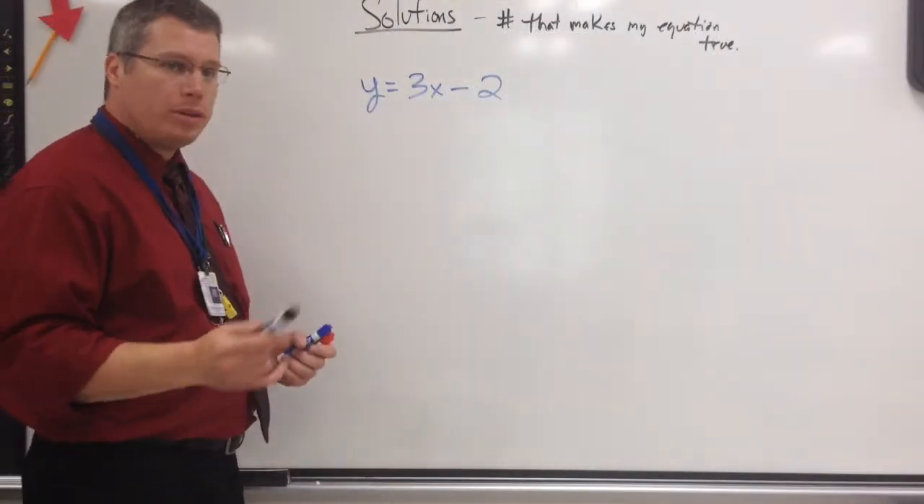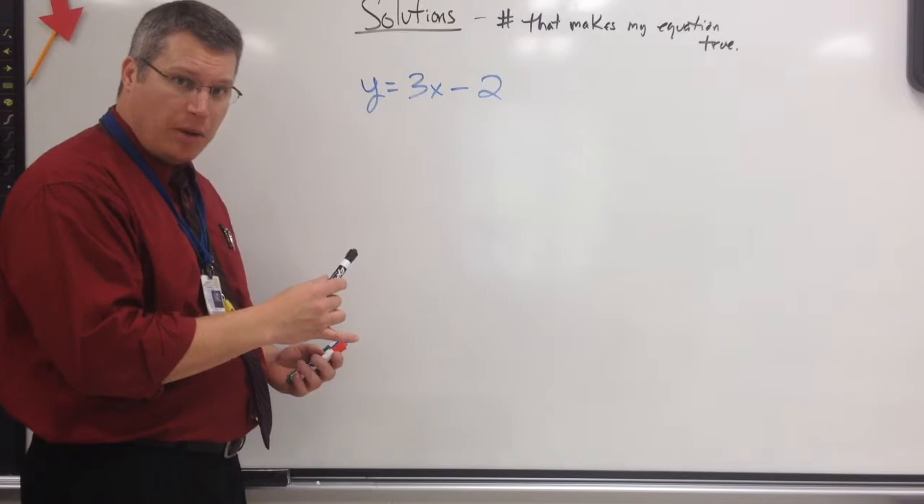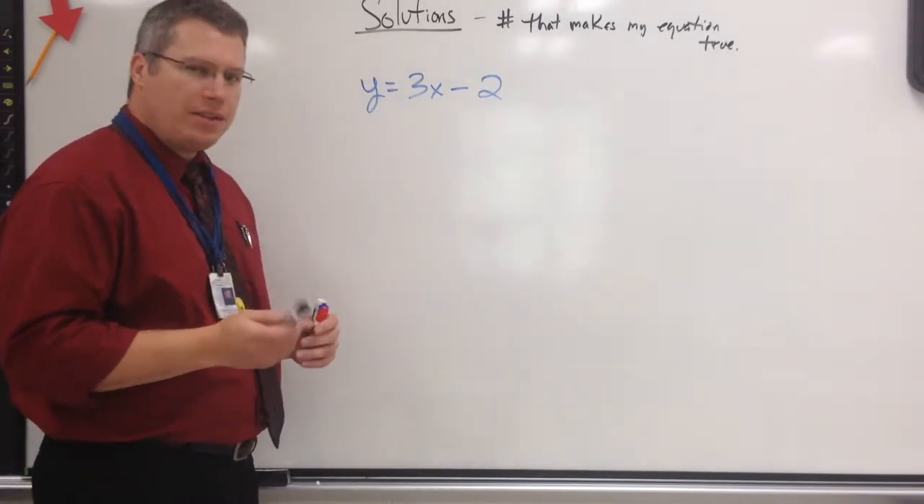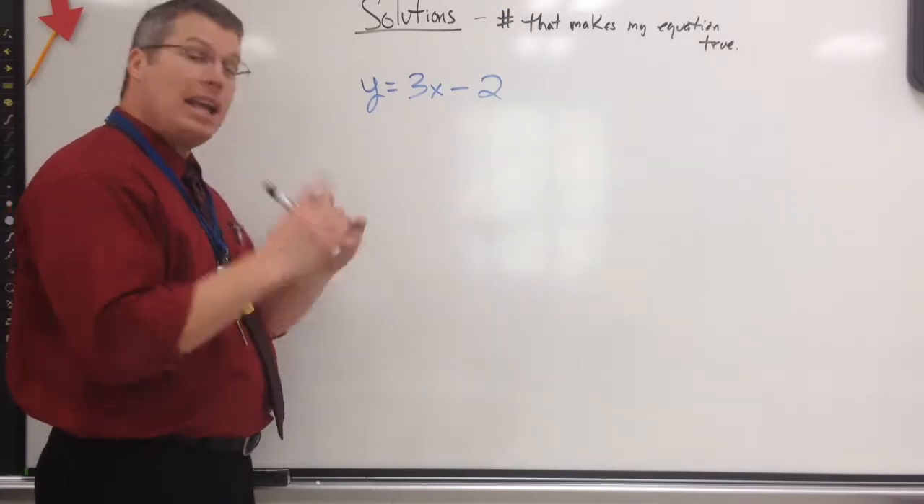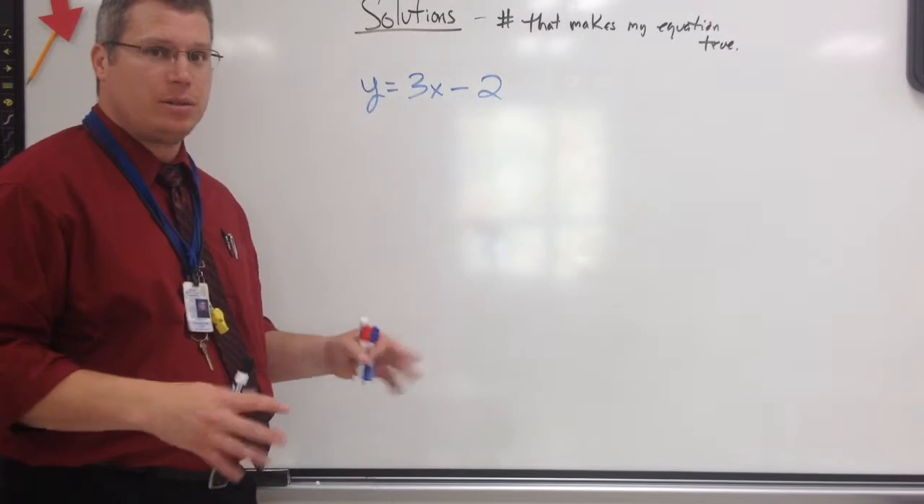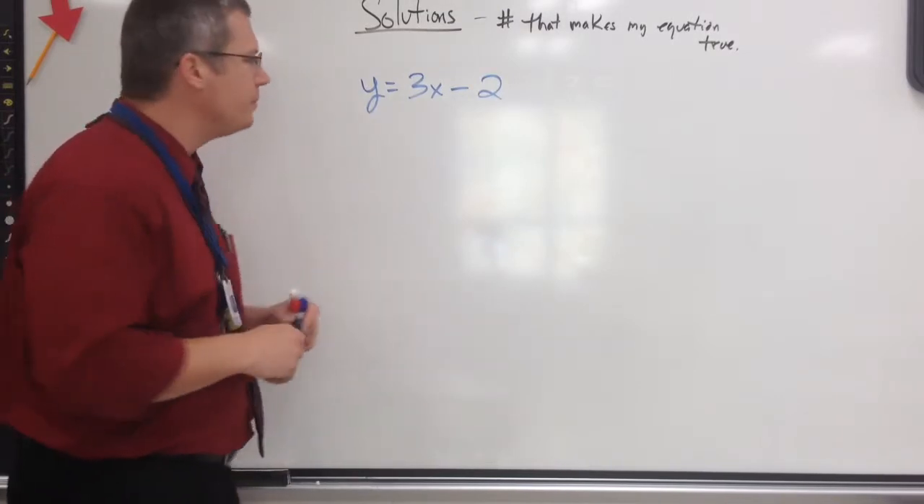Okay, one more trip through. This is my equation. I have two variables. But in this case, instead of someone saying, here's an ordered pair, is it a solution? What if you're not given any solutions and it's our job to figure them out?